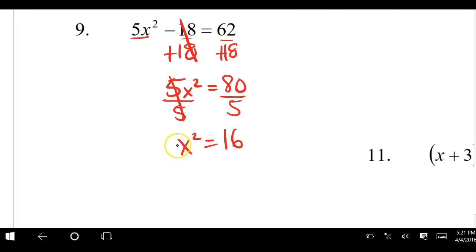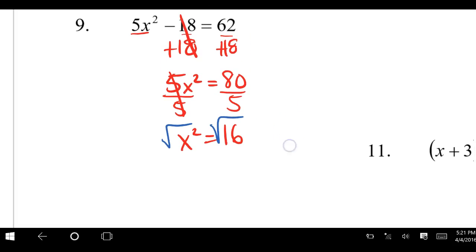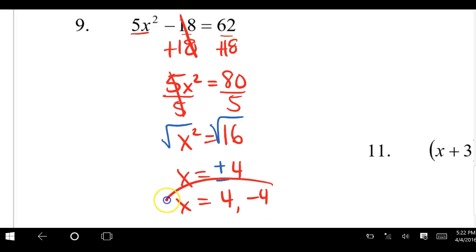Now, since I have x squared on the left and one number on the right, I can take the square root. So now x equals the square root of 16, which is 4, but then don't forget, when we take the square root of a number, there's both a plus and a minus solution. So now x can be both positive 4 and negative 4. And remember, I want you to write it out with two answers. Okay, let's go to number 10.